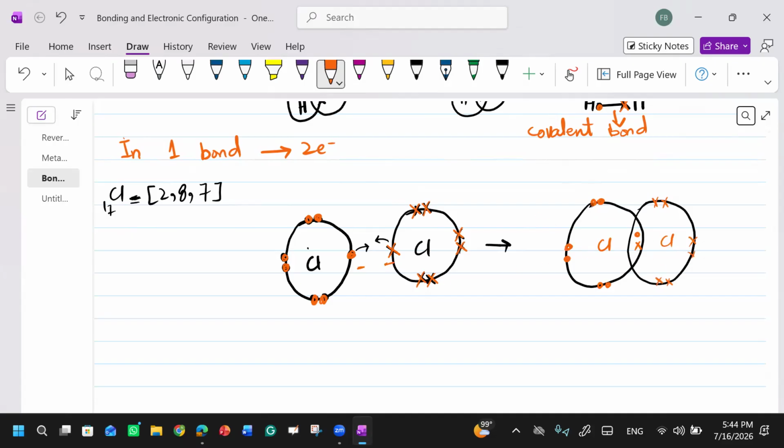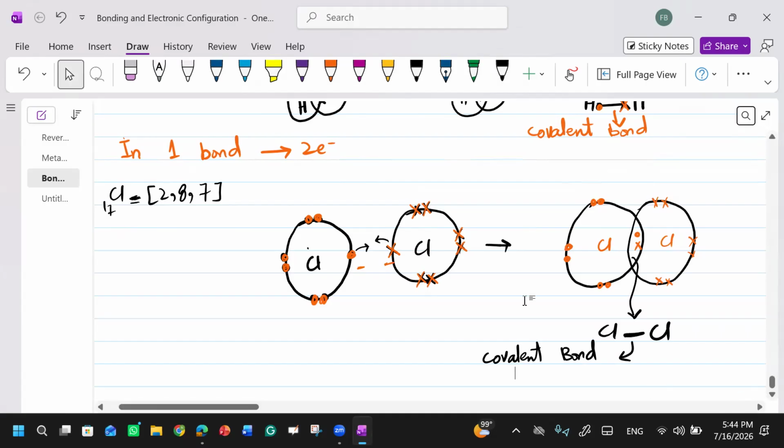Now you see their valence shell is filled. 1, 2, 3, 4, 5, 6, 7, 8. If you see this chlorine, 1, 2, 3, 4, 5, 6, 7, 8. Right? Clear? So this is how covalent bonding occurs. If I want, you also have to mention this in normal form. This line is showing the bonding. This bonding is shown by this line. It means this is a covalent bond. Are you clear with this?